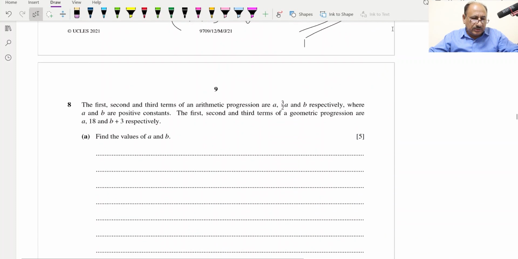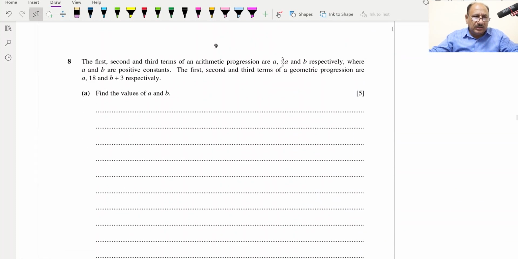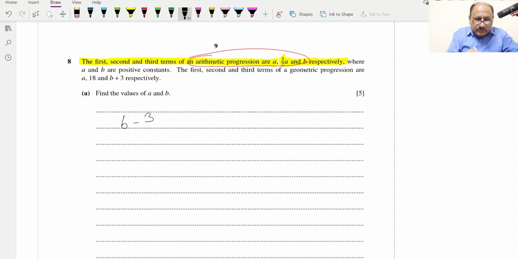Hopefully you understand this question. Now question number 8. Question 8 says the first, second and third terms of an arithmetic progression are a, 3 by 2a and b respectively. So for an arithmetic progression, we know that the second term minus the first term is the difference, so 3 by 2a minus a will be d. This is the equation which we have formed from the first line.